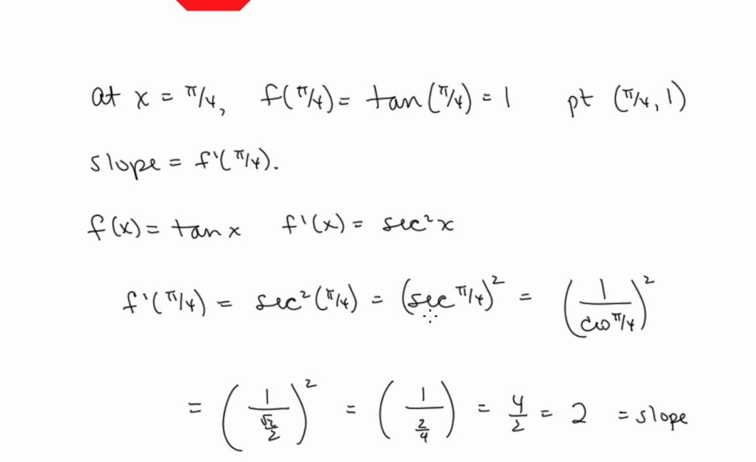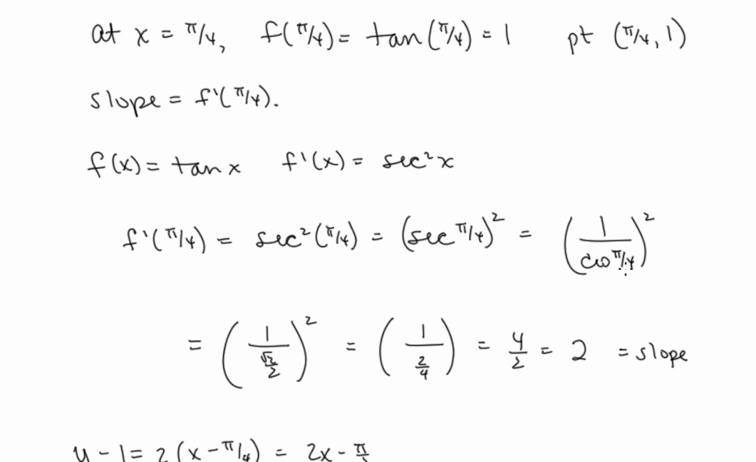And secant of pi over 4 we know is 1 over cosine pi over 4. Cosine of pi over 4 is radical 2 over 2. So now I'm squaring top and bottom before I simplify, and so I get 1 over 2 fourths, which is 4 halves, or 2. So 2 is our slope here for the tangent line.